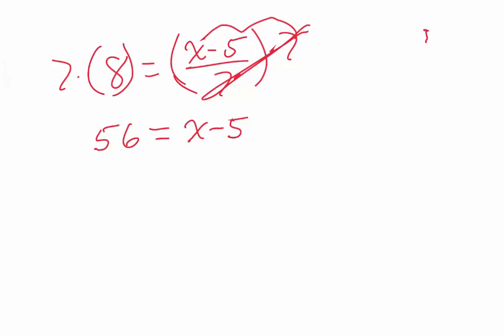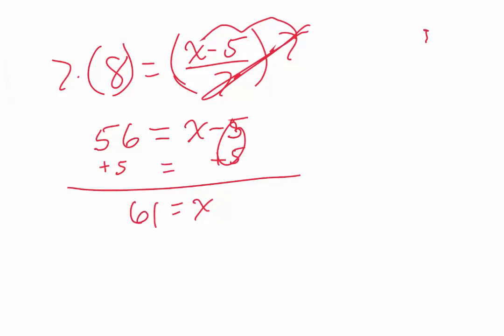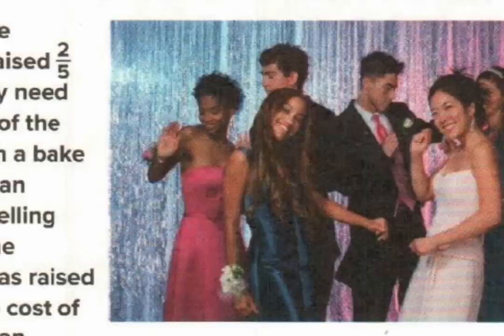And now the only thing left to do is undo the minus 5, so we're going to add 5 to both sides. And we're doing properties of equality here. And now we have, this is a 0 plus x, which gives you x. And then 56 plus 5 will give you 61. And you should go back and check your work to make sure that's accurate.